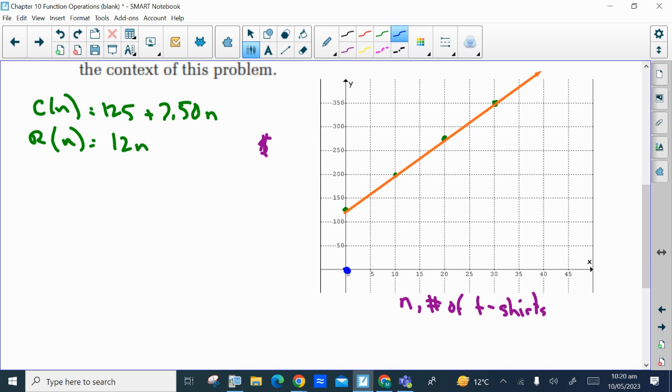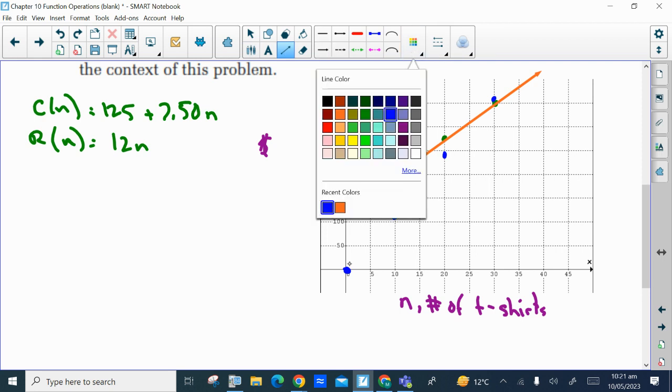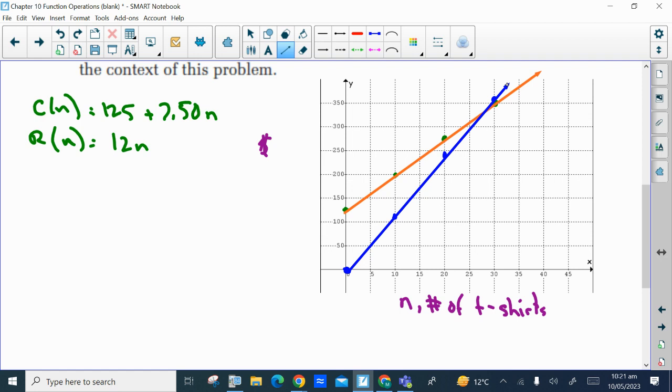So when n is 10, that will be our dollar value of 120. When n is 20, 12 times 20 is 240. When n is 30, 12 times 30 is 360. So our graph will go through those points. And we did a pretty good job of estimating those points because they all seem to line up fairly well.